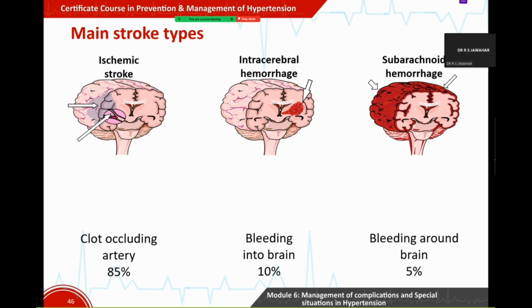Intracerebral hemorrhage, bleeding into the brain, about 10%. And subarachnoid hemorrhage, bleeding around the brain, 5%. But in my experience, maybe subarachnoid hemorrhage maybe 1 to 2%. Intracerebral hemorrhage maybe 10 to 12%. And ischemic strokes, up to 80 to 85%.